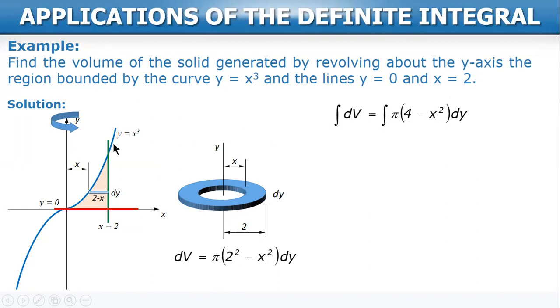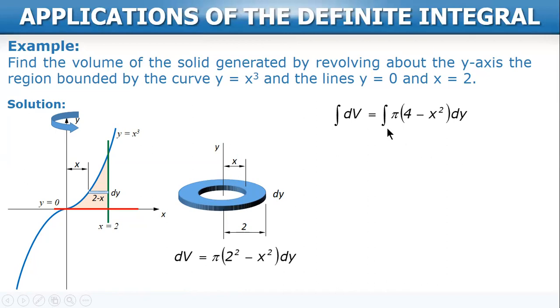From y equal to x cubed, how do we get x squared? You can do this: solve for x first. x is the cube root of y, right? Or simply y raised to 1/3. So when you square x, you also raise y raised to 1/3 to the power of 2. So that becomes y raised to 2/3.